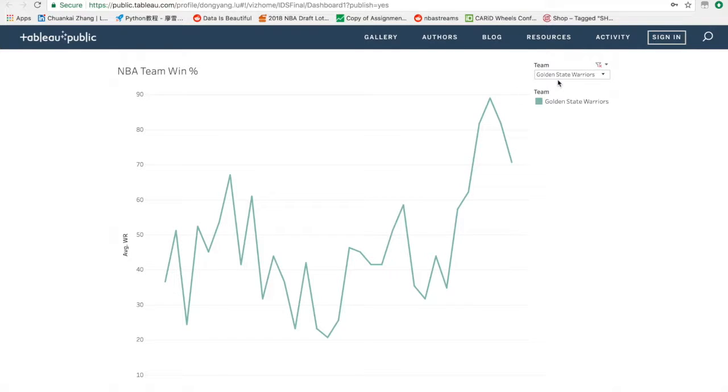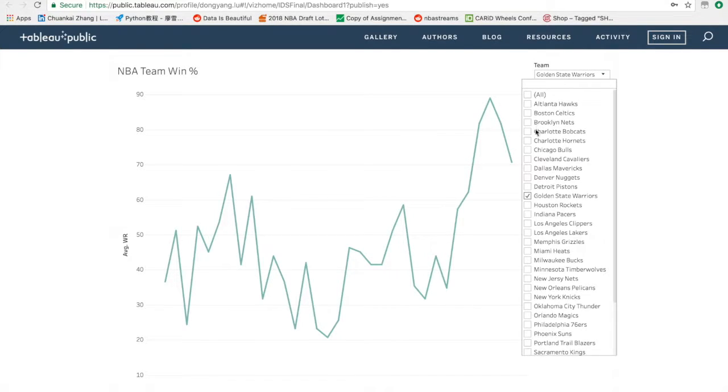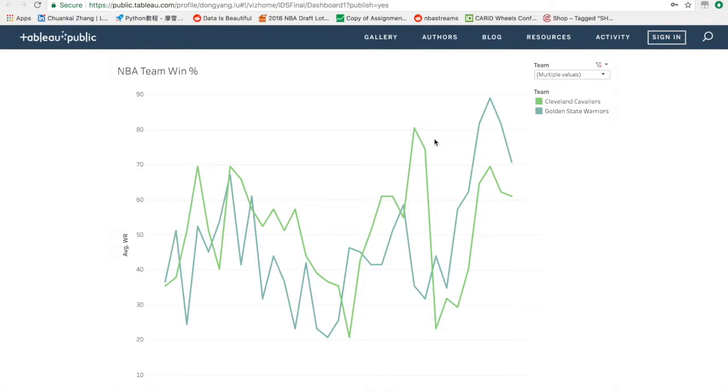Let's also take a look at the winning rate of Cavaliers. We can see that their winning rate dropped from 74% in 2010 to 23% in 2011 due to LeBron James' leave for Miami Heat.